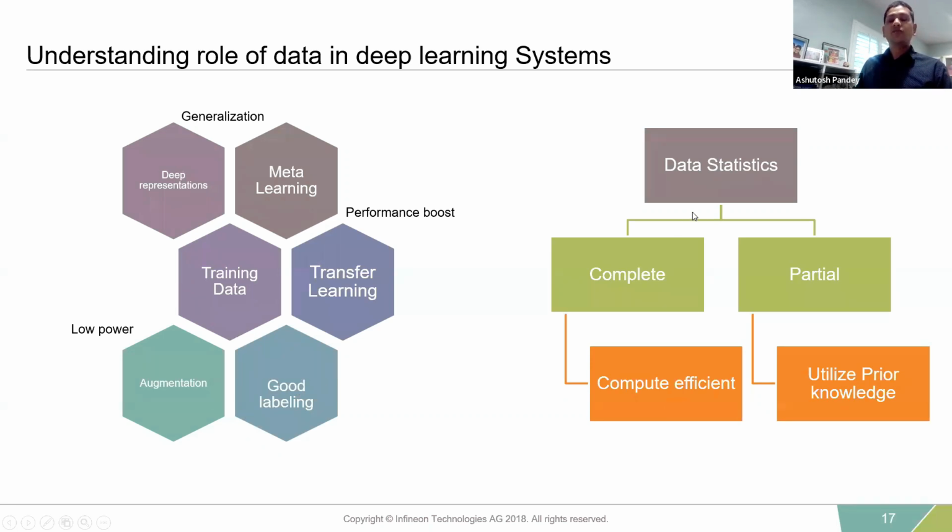If we just focus on the data and machine learning part of it, at a very high level it can be said that if you have lots of data that can mimic good statistics, you're going to end up with an efficient solution. And if you have partial statistics, it's better to utilize prior knowledge from transfer learning, meta learning, and other techniques.